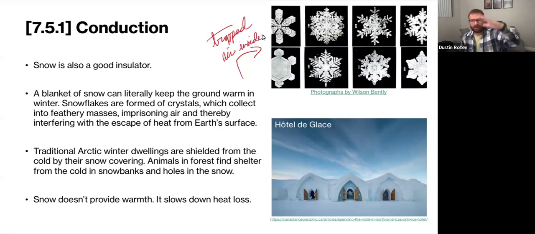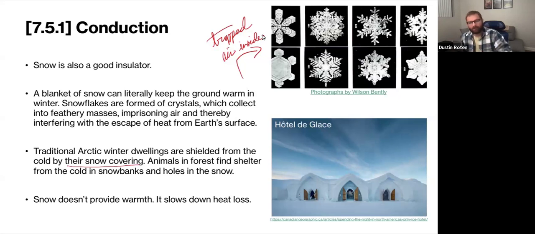So when these collect and stack up on the ground, you actually get a lot of trapped air in there, and that's actually going to act as an insulator. You can look at some traditional Arctic dwellings like igloos. They're pretty much shielded by the cold just from their snow covering. Animals in the forest will actually find shelter from the cold inside snowbanks and holes in the snow.